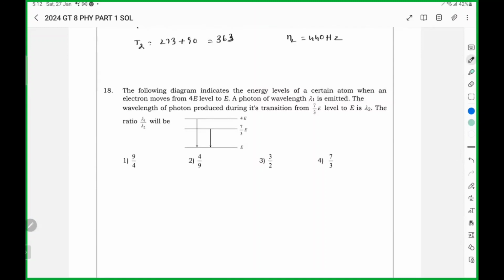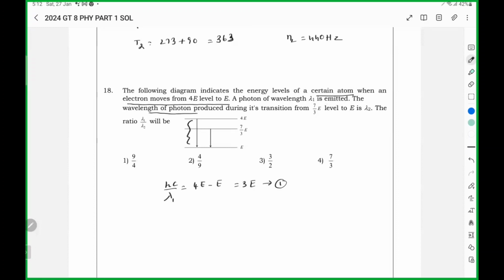Here, in a certain atom, when an electron moves from 4e to e, a photon is released in that process with some energy. So that energy is hc by lambda, which is 4e minus e. Let us say it has a photon of wavelength lambda 1, which is 3e. Say this as one equation.